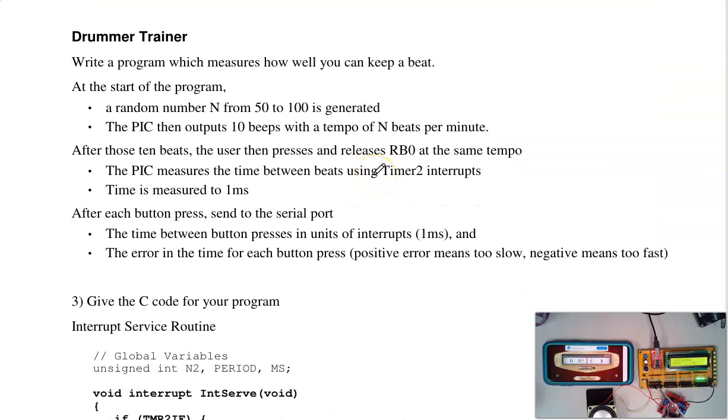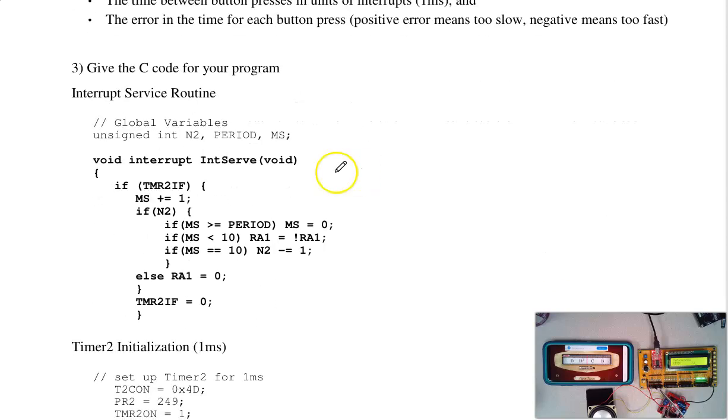Okay, that leads to the fun problem part of the assignment. Drummer trainer. Write a program that'll output a tempo that you want to keep up. So about the same code, I am going to interrupt every 1 millisecond.